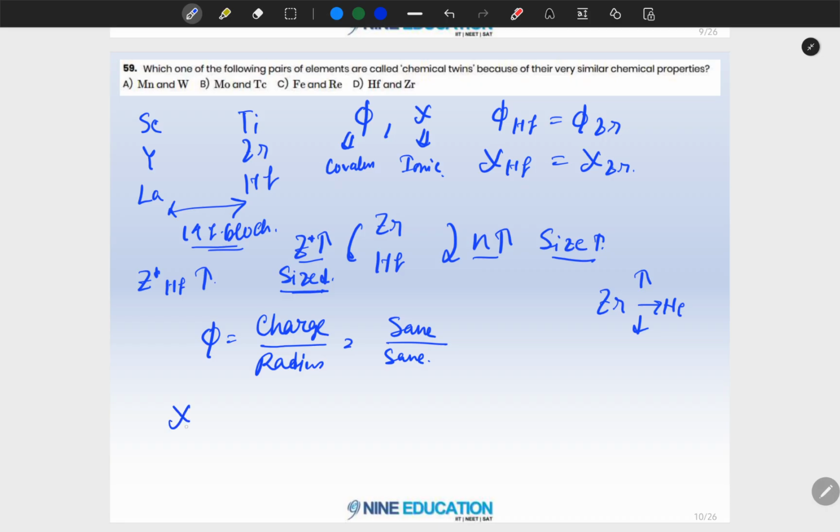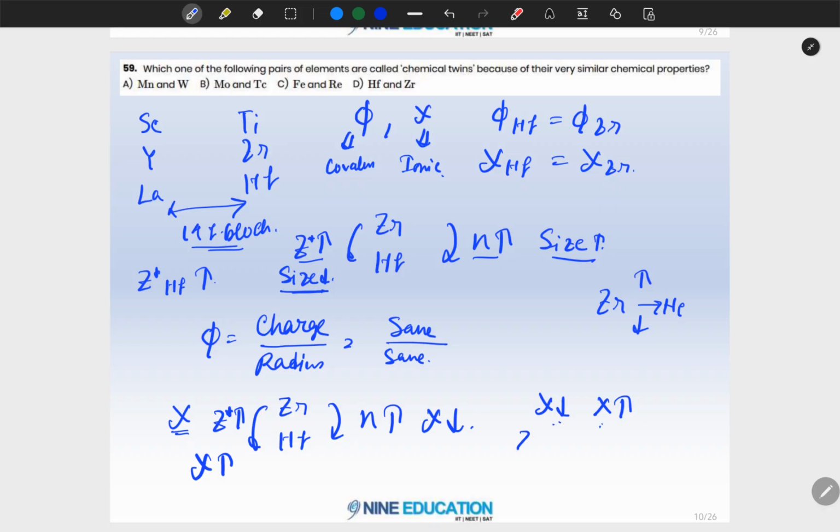Now again, how can we explain the electronegativity data? When we are moving from zirconium to hafnium, because of the increase in the principal quantum number, electronegativity will decrease. At the same time, because of the increase in the value of effective nuclear charge, electronegativity will increase. So a decrease in electronegativity, then again an increase. Overall, there will be no change in the value of electronegativity when we move from zirconium to hafnium.